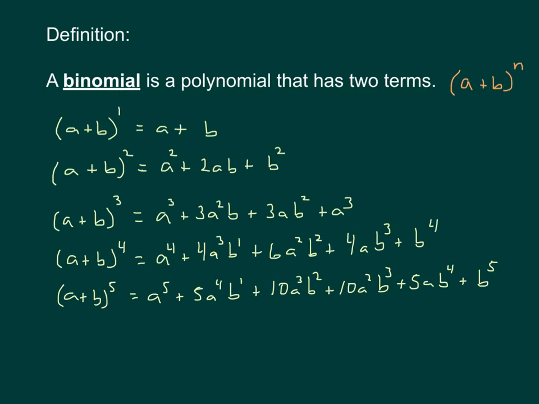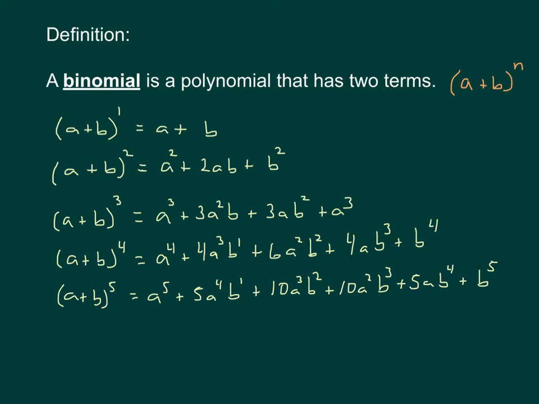Another thing I want you to notice is that, as we have it written out here, the powers on a start at whatever this power is, whatever n is, and work their way down until you don't see an a, but you can think of that as a to the 0. And the powers on b start with, you don't see a b, but think of it as b to the 0, and work their way up all the way to whatever n is.